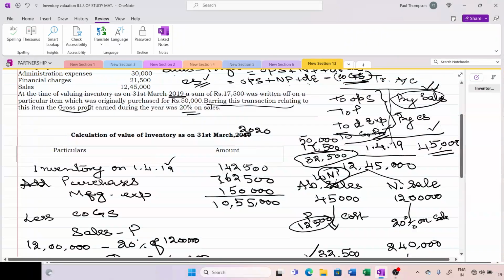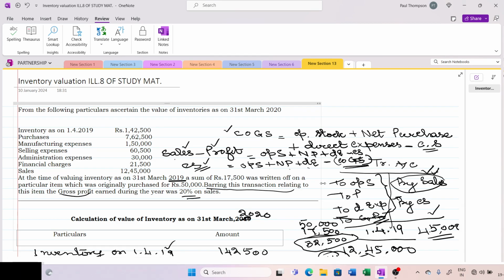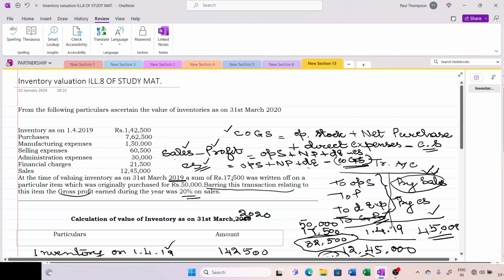You have to understand the formula. Opening stock plus net purchases plus direct expenses minus cost of goods sold is your closing stock. This is the cost price of closing stock. Whenever there is any issue on the sales, you bifurcate the sales into normal and abnormal, then take the percentage of sales, because barring this item means except this one, others are sold at 20%. Hope you understand this problem.